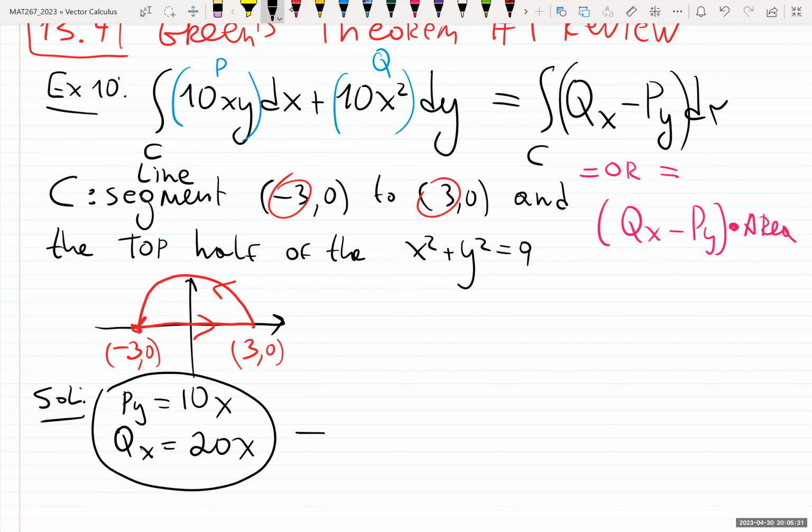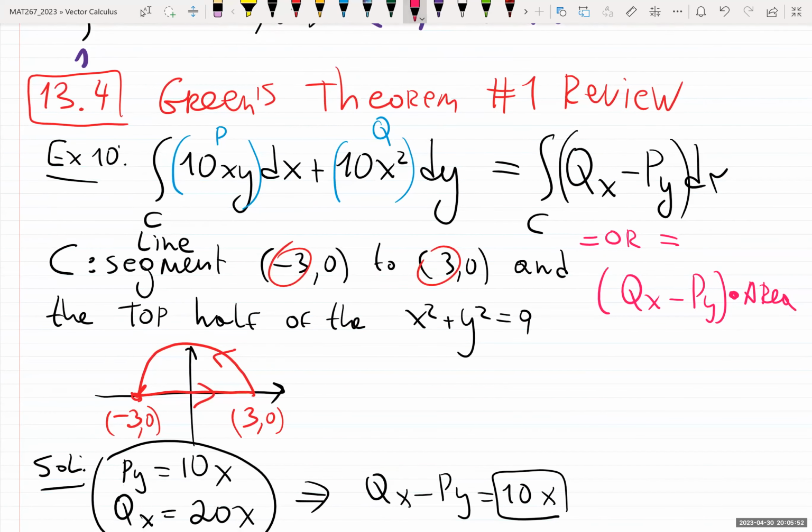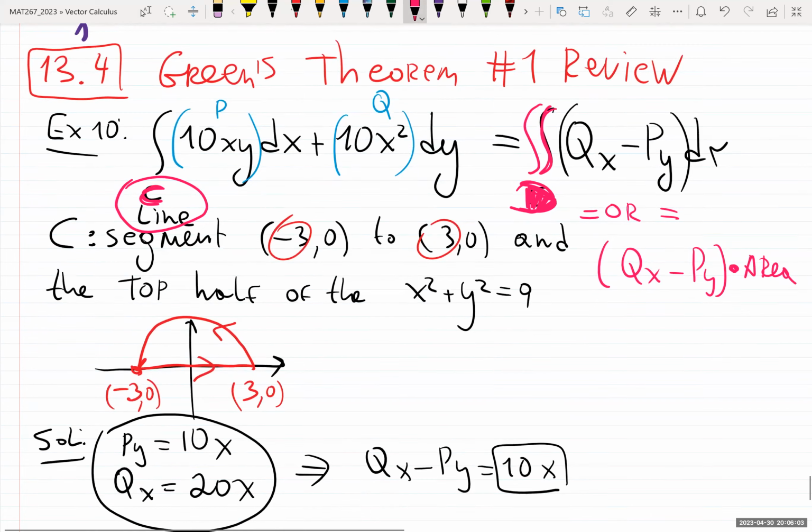The difference then will be 10x if you actually calculate it. And then I'm putting it inside of the integral. Oh, it should be a double integral. Something doesn't look correct, don't you think so? We're going from a single integral into a double integral. Fix that. Double. That doesn't make sense, because we're working on a line, but then we're switching to D, and D is a double integral because D is an area domain.